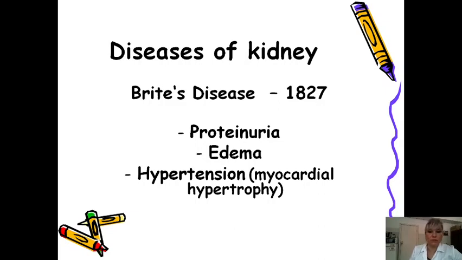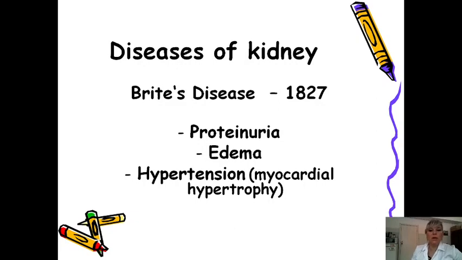What about diseases of kidneys? In 1827, Bright gives the name Bright disease, which accumulates proteinuria. As a result of proteinuria, we see edema, accumulation of liquid in the organism cavities and tissues, and as a result of edema, high arterial pressure, hypertension. There are three main clinical manifestations of Bright's disease: proteinuria, edema, and hypertension.